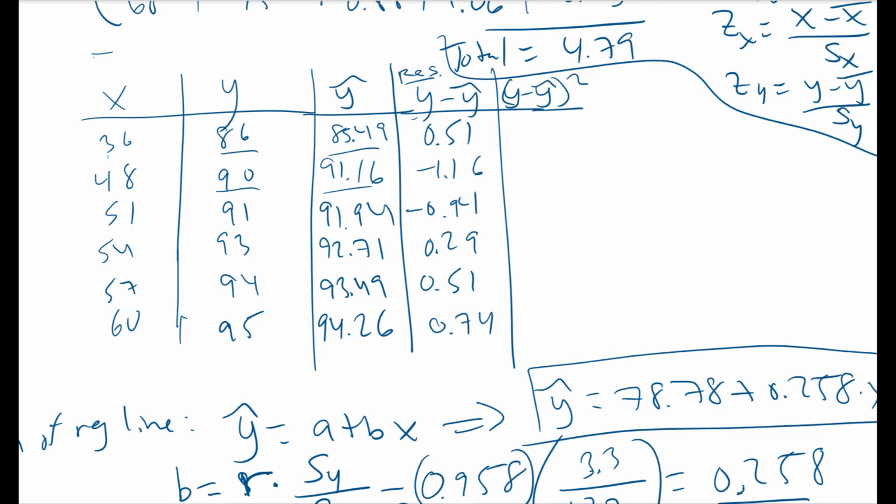So we're going to square 0.51 to get the next number. Negative 1.16, we're going to square that, and so on. I'll tell you what those numbers are to save on time. So if you square those numbers, you get 0.26, 1.35, 0.88, 0.08, 0.26, 0.55.